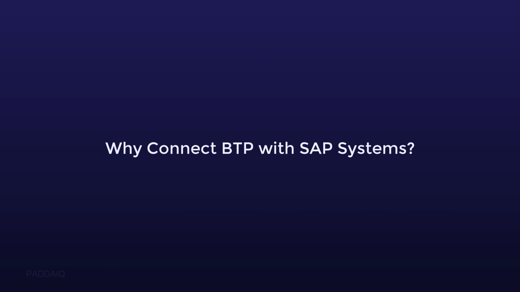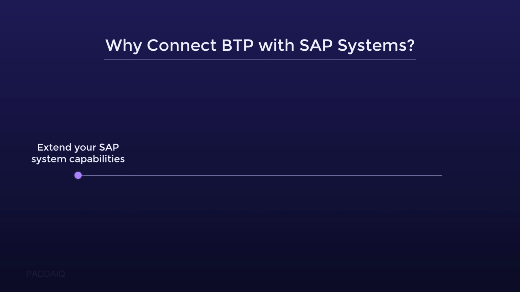Why connect Business Technology Platform with SAP systems? Extend your SAP system capabilities. This means using BTP to add new features your core SAP system doesn't have without altering the original system. For example, you could build a mobile app for field technicians to submit service reports directly. This approach safely modernizes your business processes.